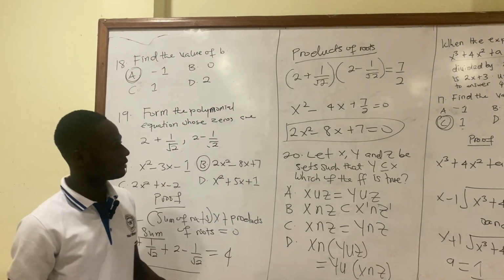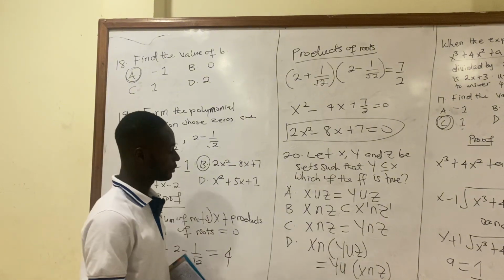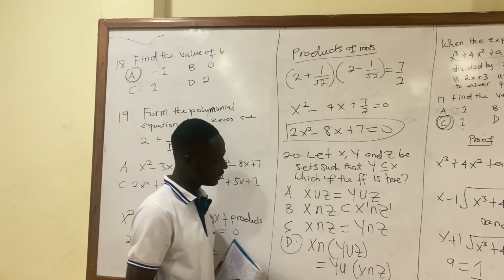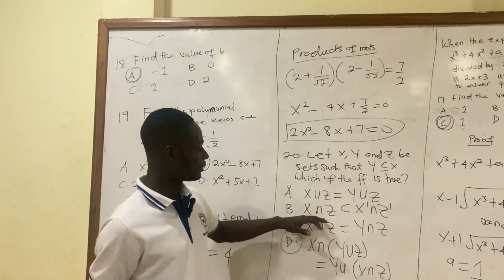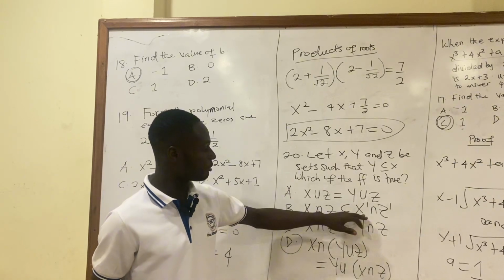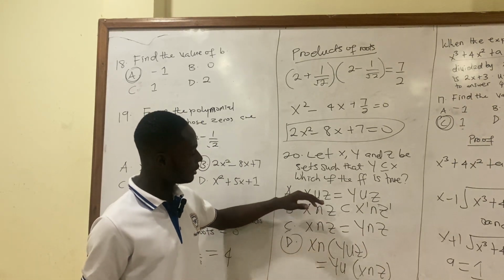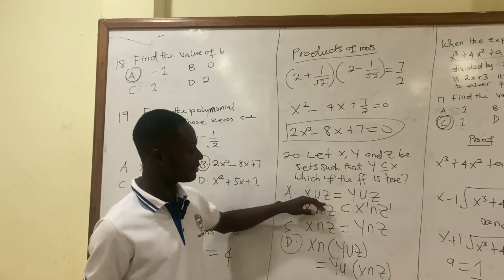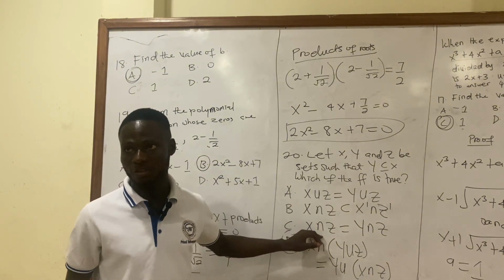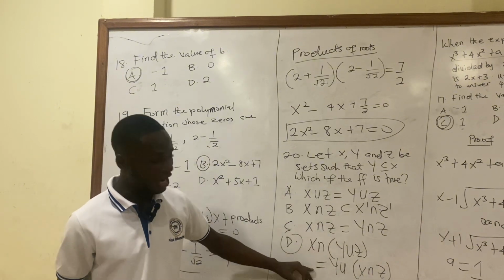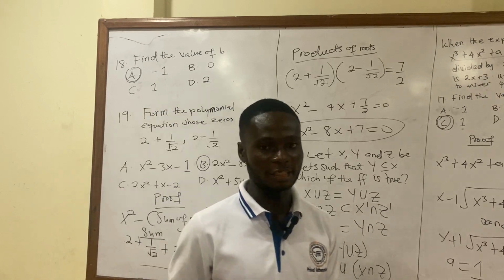So looking at this set, our right option will be option D. But this complement is never equal to this. This is also never equal to this. And this is also not equal to this. So our right option is option D.